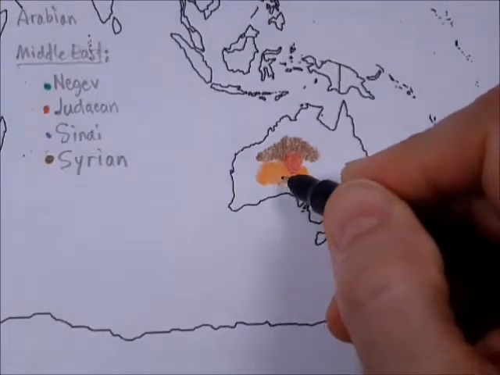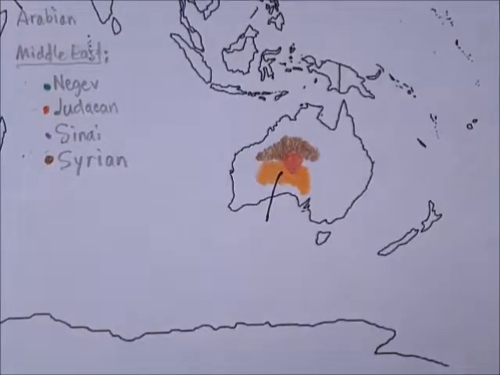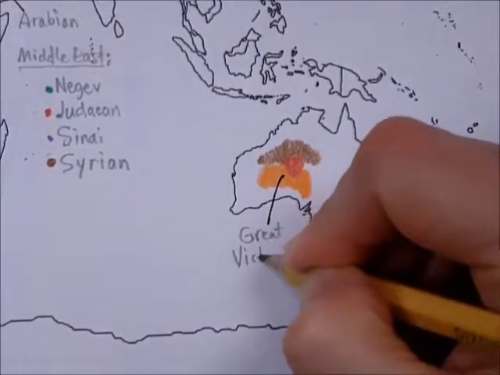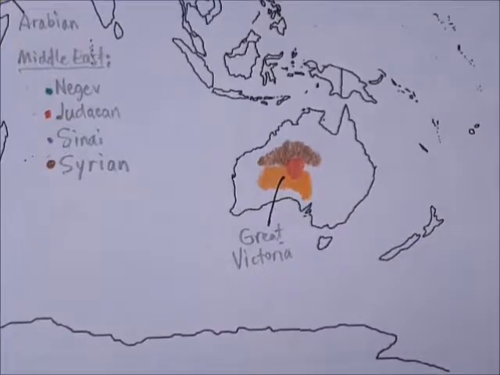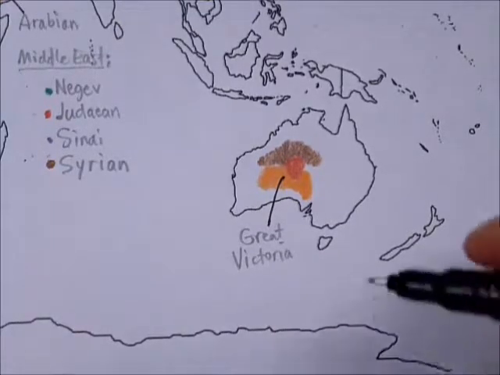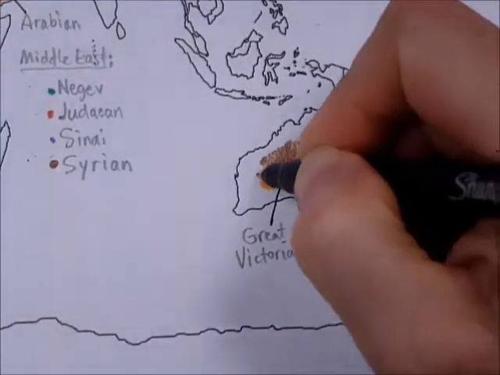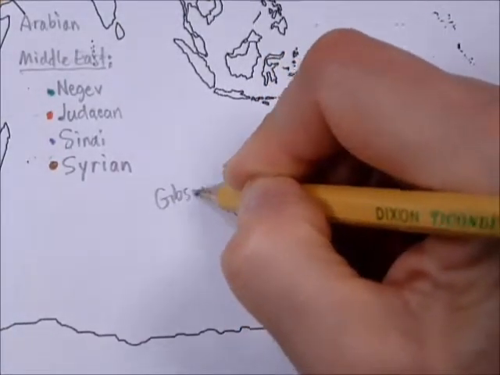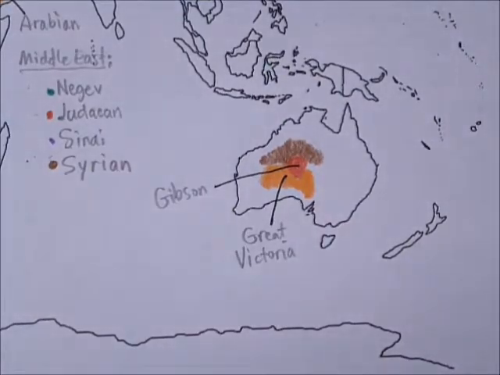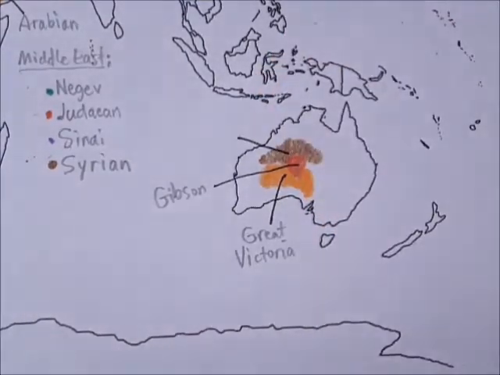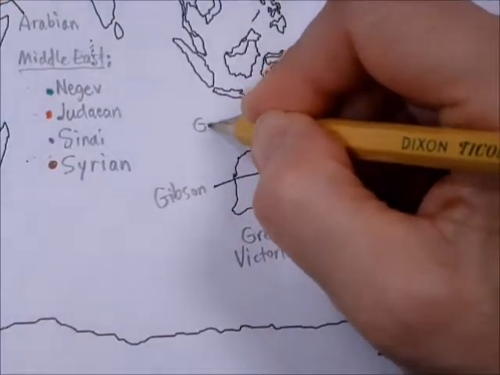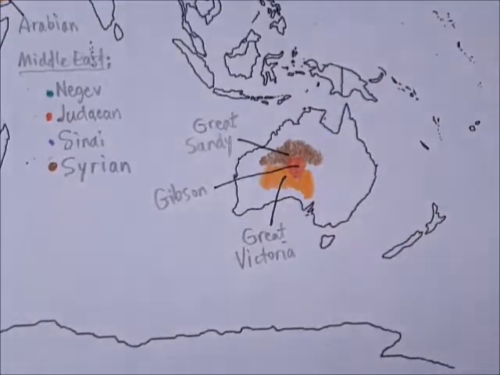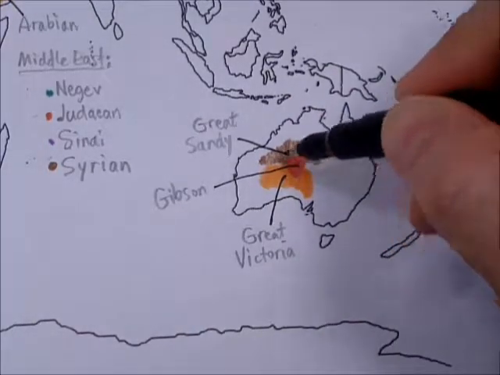So this is the Great Victoria. Victoria, probably named after Queen Victoria, I'm guessing. And this one in the middle, the red one, this is called the Gibson Desert. Gibson. And the one on the top is called the Great Sandy Desert. Great Sandy. I guess there's a lot of sand there. And there's a little part here, it's called the Little Sandy Desert.